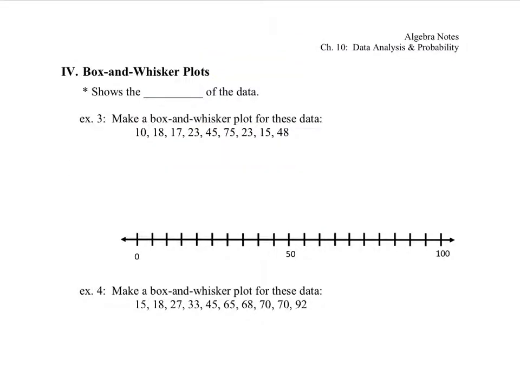Box and whisker plots. Shows the spread of the data. And this here really is just a ginormous median question. If I were to take and write these in order, I found often people make mistakes in that they just miss one of the numbers. So as you go to write them in order, I would encourage you to consider at least underlining them as you go.